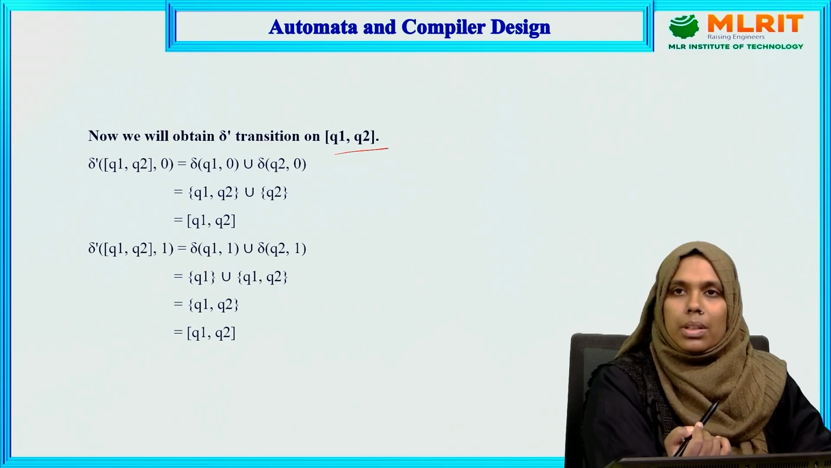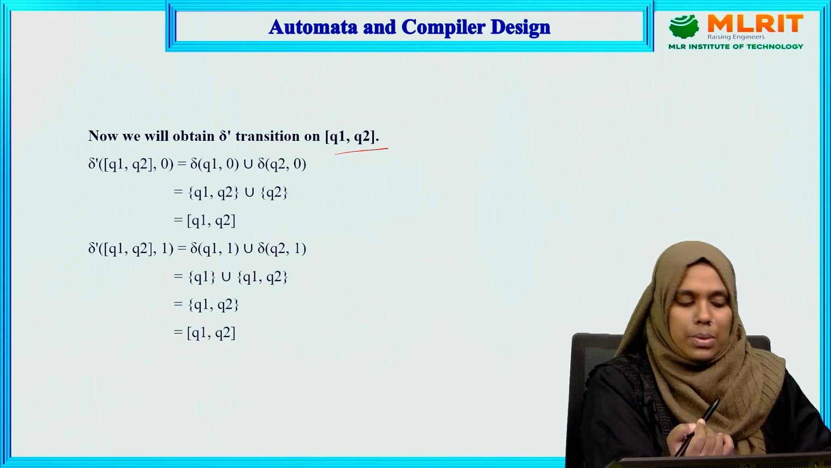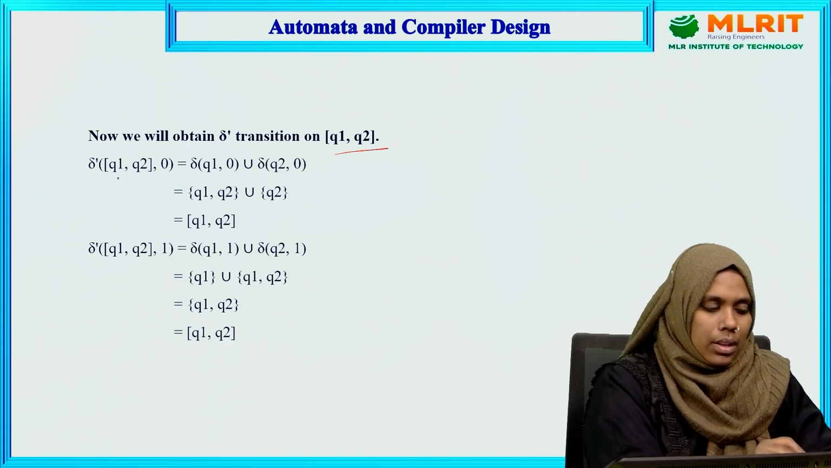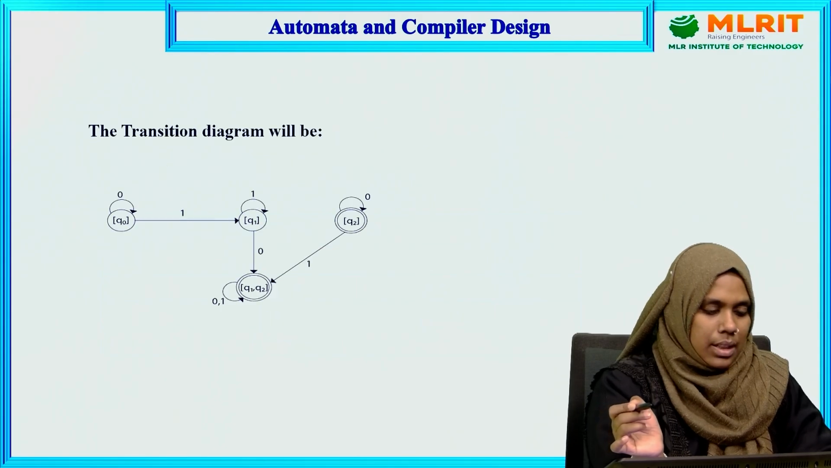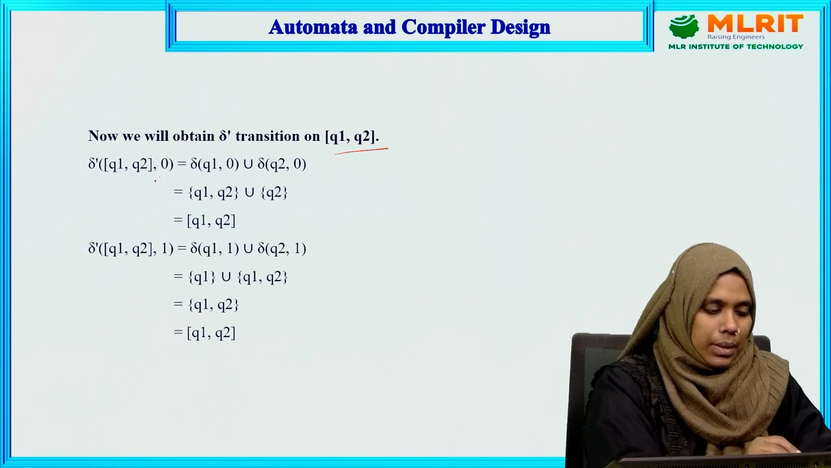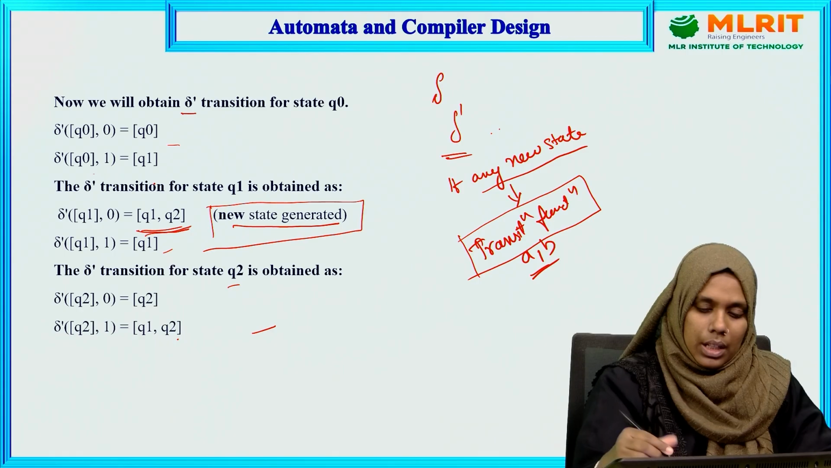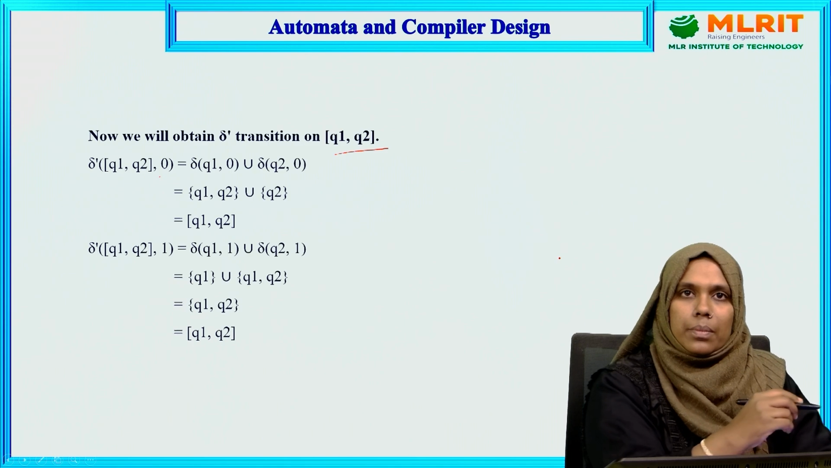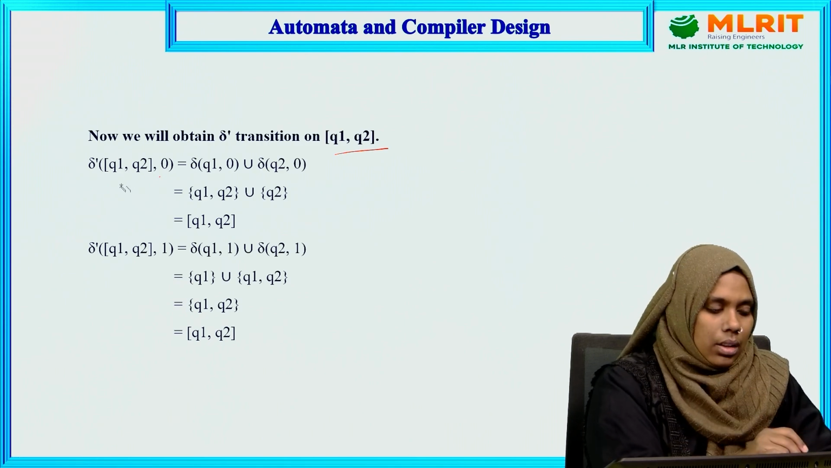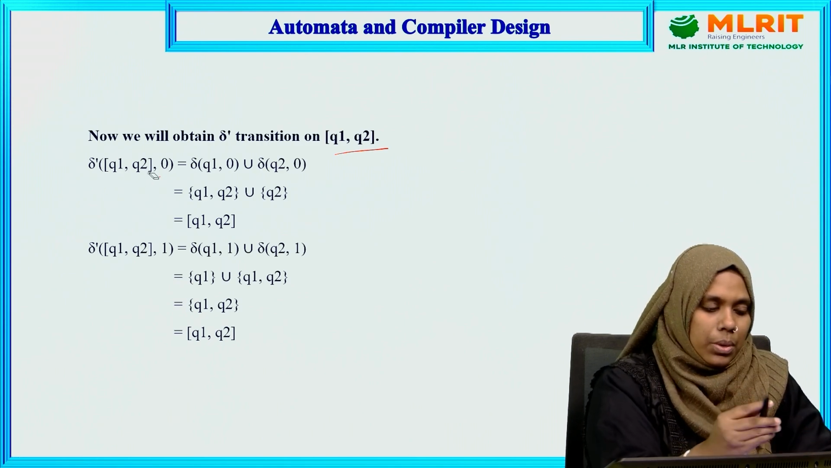Why Q1 comma Q2? Because it is a new state. Here, again, with what? With 0 as well as 1 as an input. Sorry, here by mistake I have written A comma B. That is nothing but 0 comma 1. Next, again find it for Q1 comma Q2 of 0.